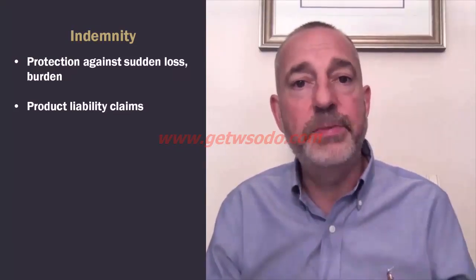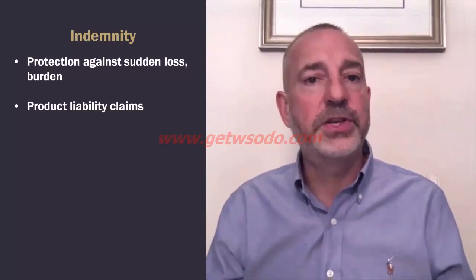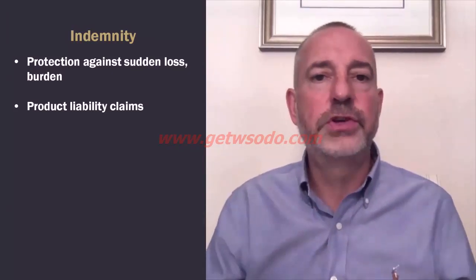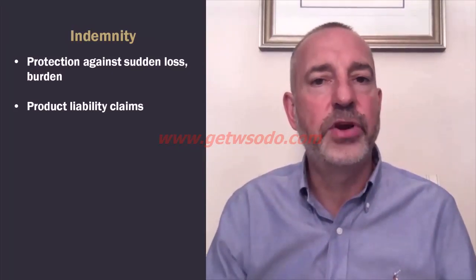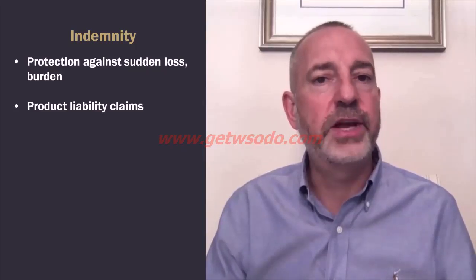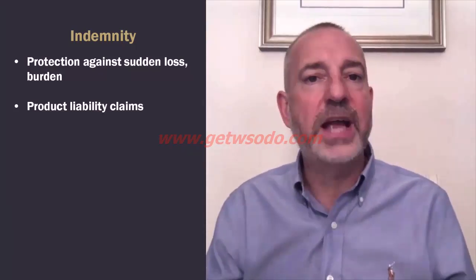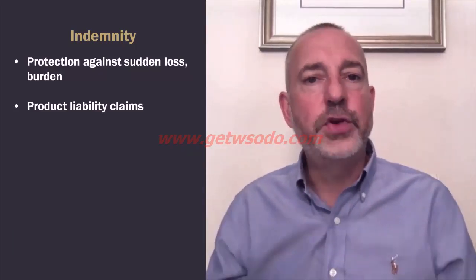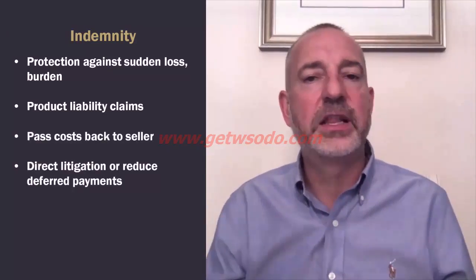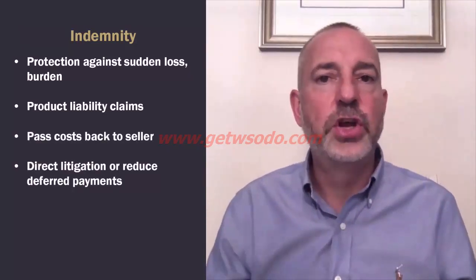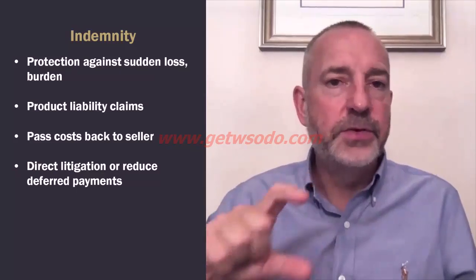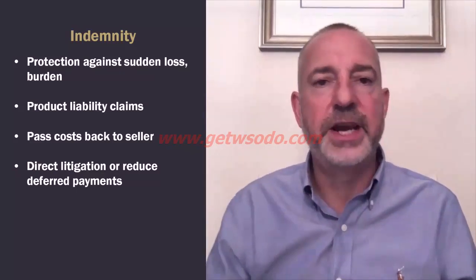It's a requirement now in most jurisdictions and most industries for businesses to carry product liability insurance. When you've acquired the business, even if you've got your own policy, that existing insurance should cover everything sold in the previous years. But if for whatever reason something falls through the cracks, an indemnity will mean that you can pass the liability back to the seller either through direct litigation or by reducing those deferred consideration or seller financing payments. And then finally, you've got covenants.